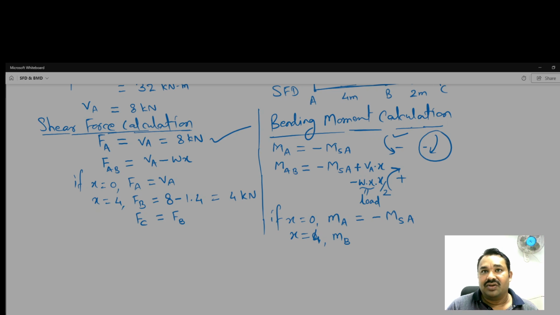means the resisting moment at B, and it is equal to minus MSA plus 8 multiplied by 4, then W is equal to 1, that's why, and multiplied by 4 multiplied by 4 by 2. So, and this is equal to what? 32. It is 32 minus then 8 is equal to what? Is equal to, we are getting minus 8 kilonewton meter.